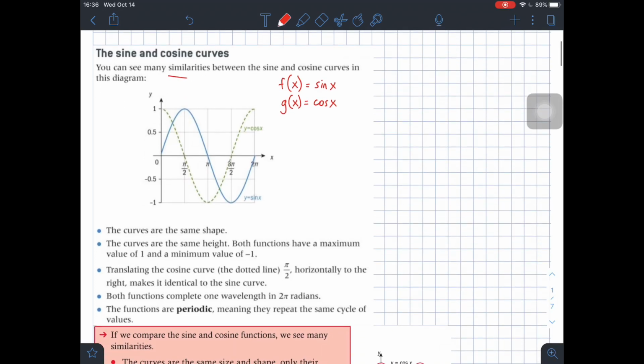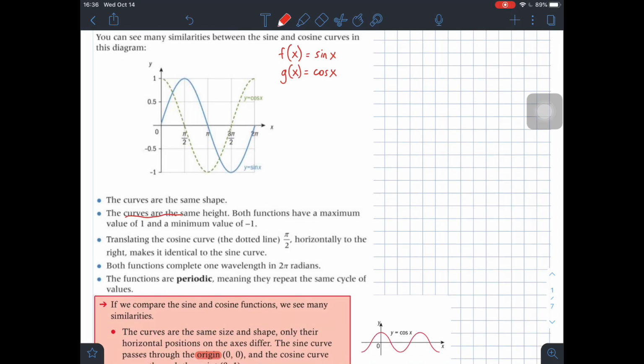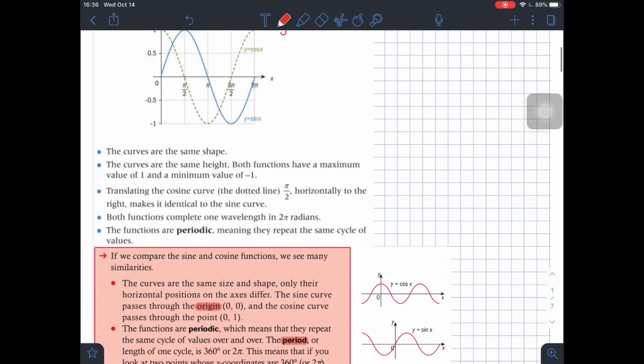It says you can see many similarities between sine and cosine curves in this diagram. The blue one is the sine function, and the green dotted one is the cosine function. So what are the similarities that we see here? First, the curves are the same shape. They both have the wave shape. Then the curves are at the same height. The maximum height for both is 1, and the minimum height for both is -1. Both functions have a maximum value of 1 and a minimum value of -1.